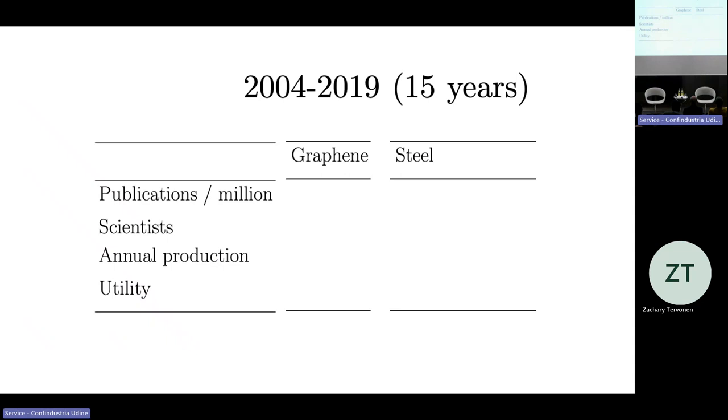So just to give you an idea, the graphene people invited me to give a keynote talk in 2019. So these figures are from 2019, because they knew that I was saying things about graphene which they didn't like. But I gave them the facts. I said, look, the number of publications in graphene is 1.46 million, and in steel we beat you, okay? The number of scientists is also bigger in steels, and the annual production, okay? In those days, it was 1.6 billion, now it's 2.2 billion, okay?